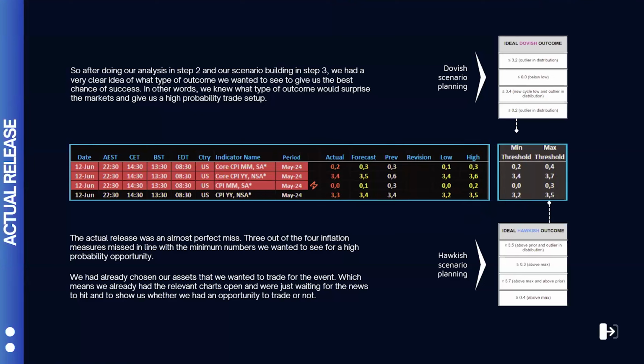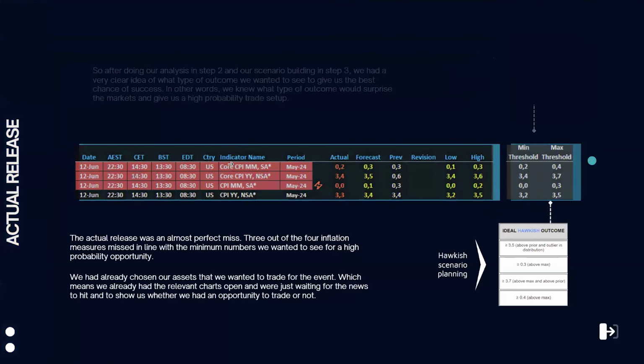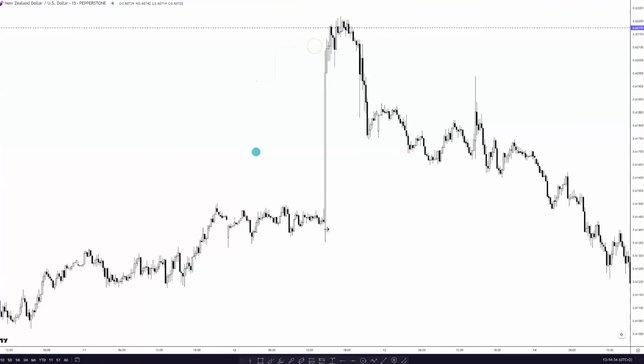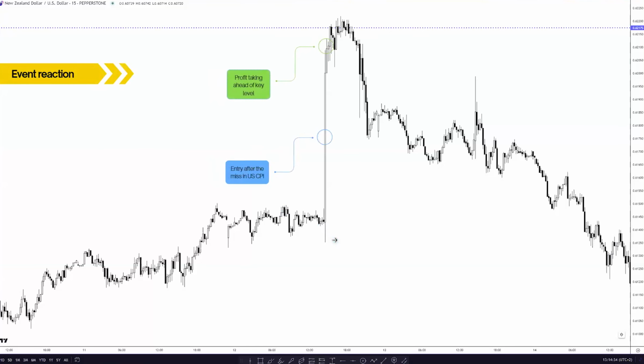So when we saw that sea of red in the actual column, we didn't hesitate for a second. We just pulled the trigger on our Kiwi dollar long, like we planned in our scenario planning on the charts. And here is how that played out. On that miss, the price was moving excessively fast, which meant that I got a pretty bad fill on this trade. That's a pretty bad fill in terms of how I normally get into the trades, but that's okay, because on a miss of that size, you have conviction that price has room to run.